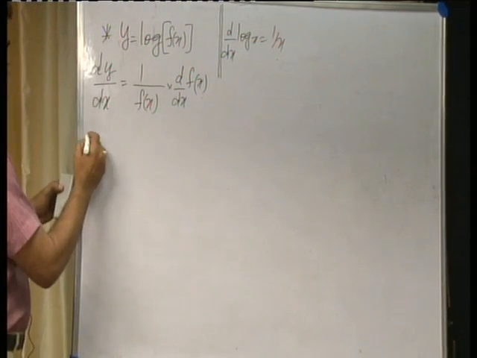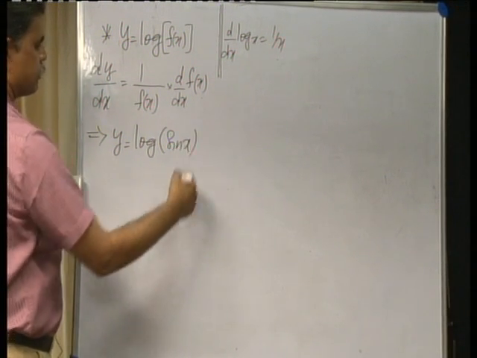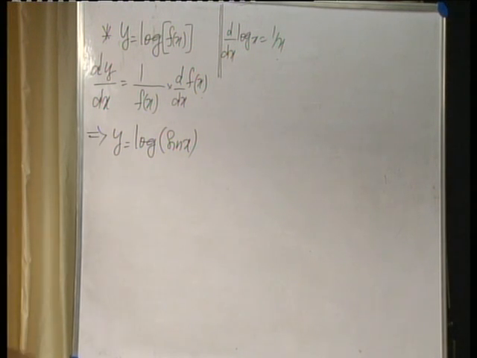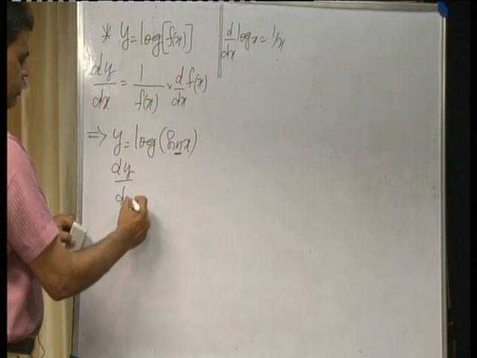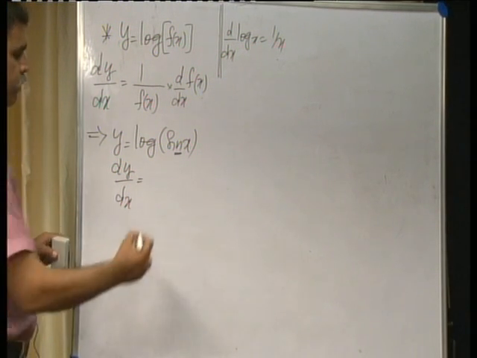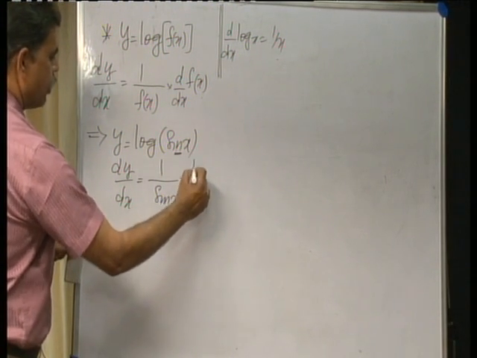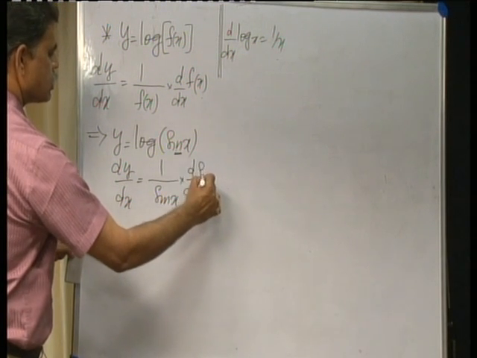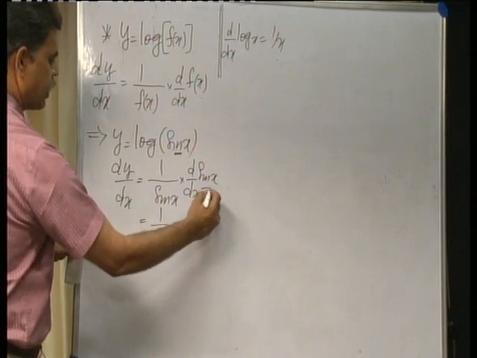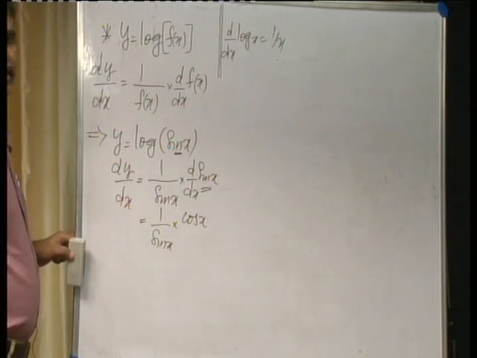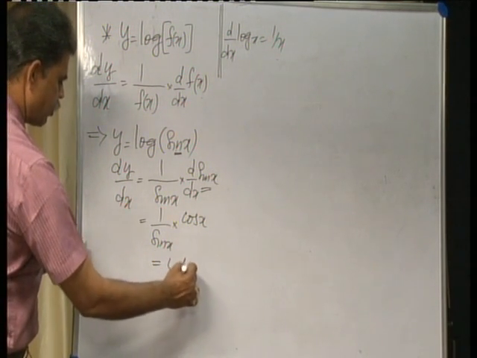Y is equal to log of sin x. Here the function is sin x, therefore dy by dx is equal to log function. Differentiation of log function is what? 1 by function. What is the function? It is sin x into differentiation of function. What is the function? Sin x. This is equal to 1 by sin x into differentiation of sin x, which is cos x. 1 by sin x into cos x is cos divided by sin, it is cot x.